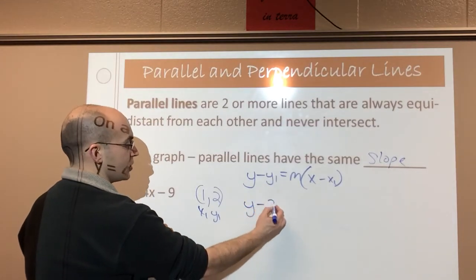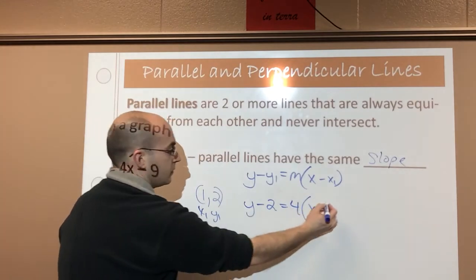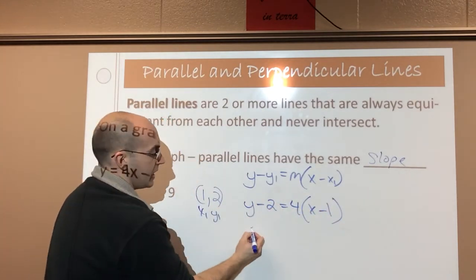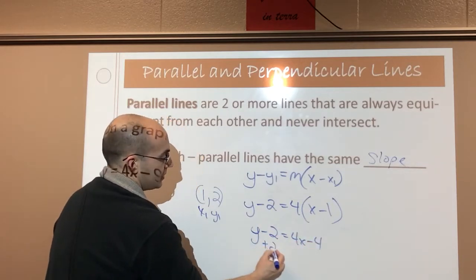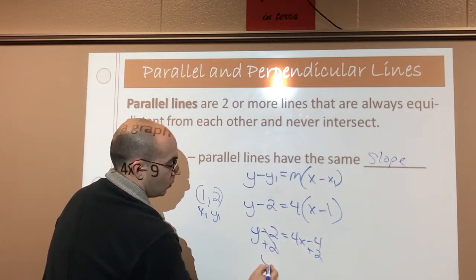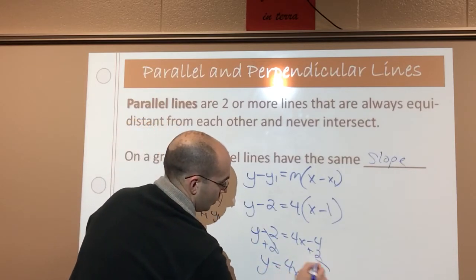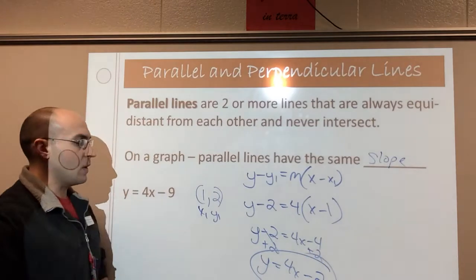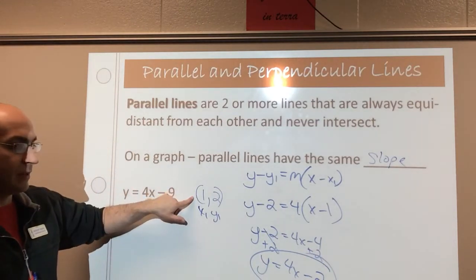So y minus 2 equals the slope, which is 4, times x minus 1. Solve this equation out. So y minus 2 equals 4x minus 4. Add 2 on both sides. y is going to equal 4x minus 2. So this is the equation of the line that's parallel to this one and runs through that point.